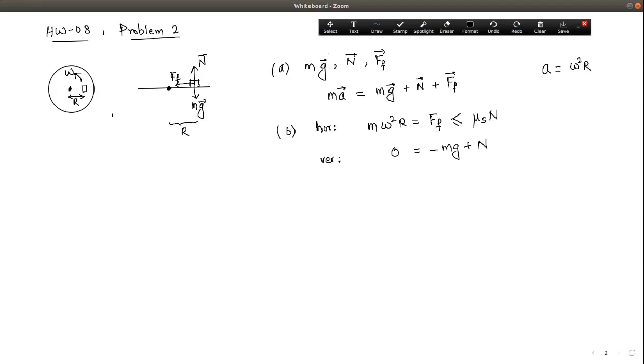So the force of friction provides the centripetal acceleration.